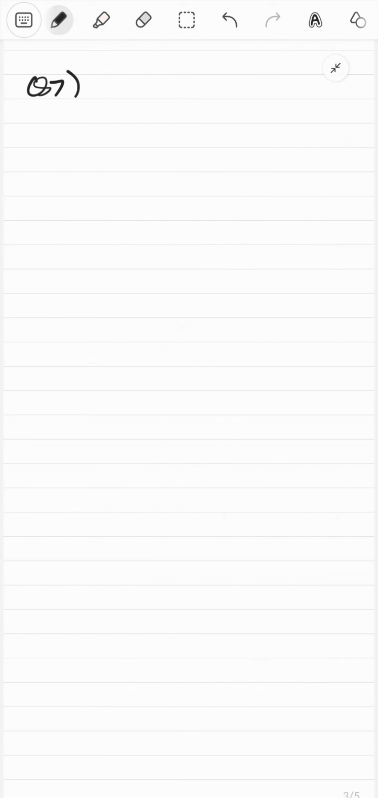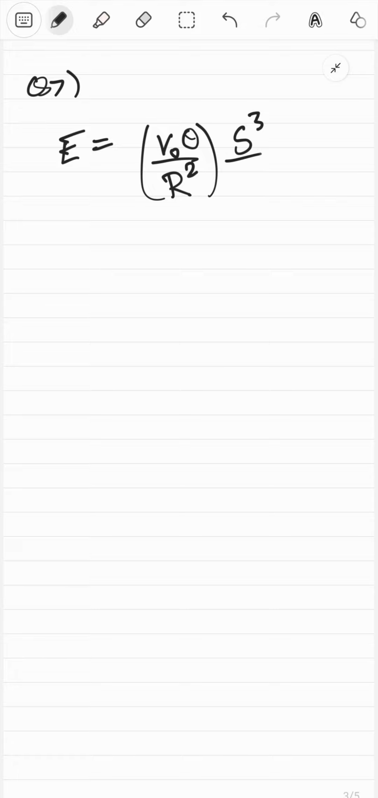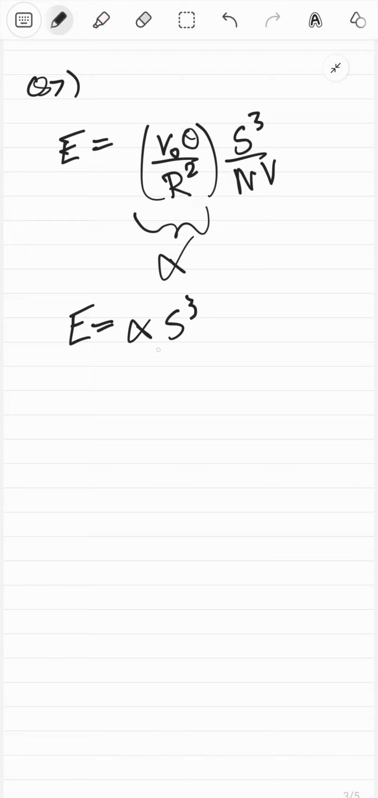Question 7 is find the equations. So the three equations of state for a system with the fundamental equation. Energy is given as a function of S, N, and V. It's this quantity. What is theta? I don't know. What is R? I don't know. Just assume it's constant, I suppose. So let's just say this whole thing is some constant alpha. So we have E equal to alpha S cubed upon NV.